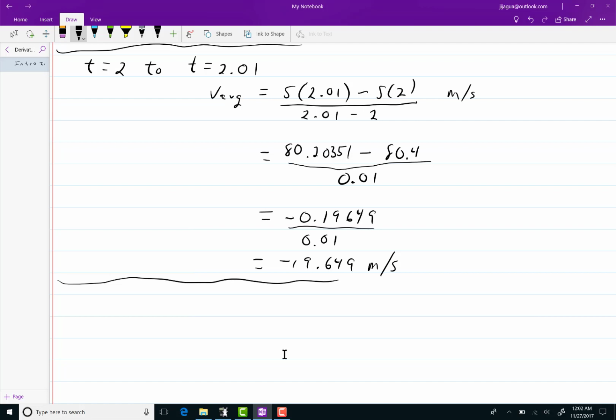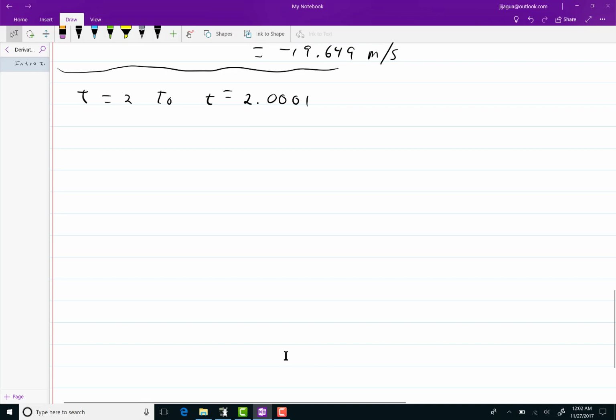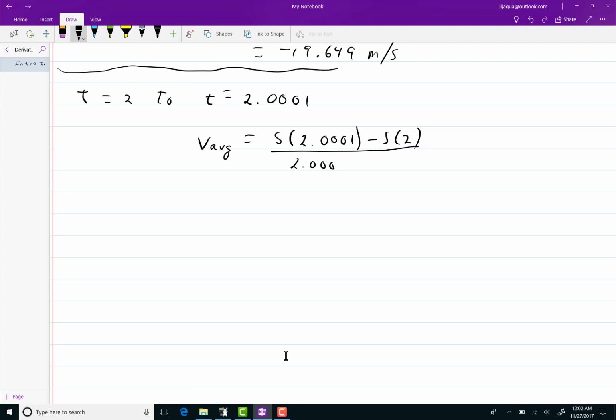Let's go from t equals 2 to t equals 2.0001. I usually go 3 decimals, so to ensure 3 decimals, I'll go 4 decimals in my increment here. And let's see what happens there. So once again, the average velocity equals s of 2.0001 minus s of 2 all over 2.0001 minus 2. And as before, I know everything except the first number.